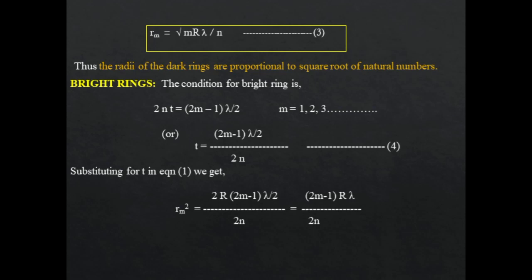Now this r_m squared we have calculated, so r_m will be the square root. So the radii of a dark ring are proportional to the square root of natural numbers.